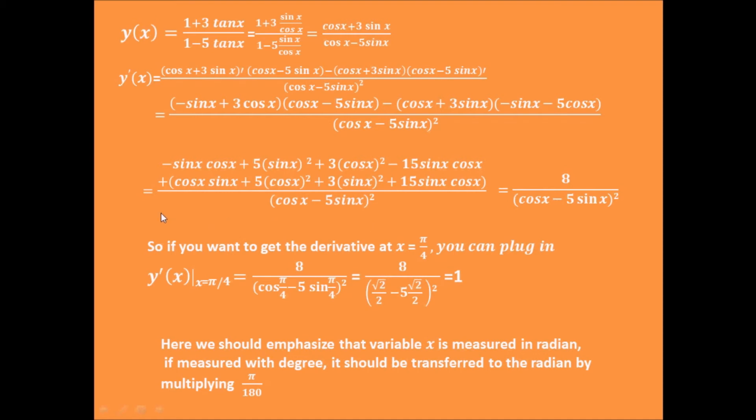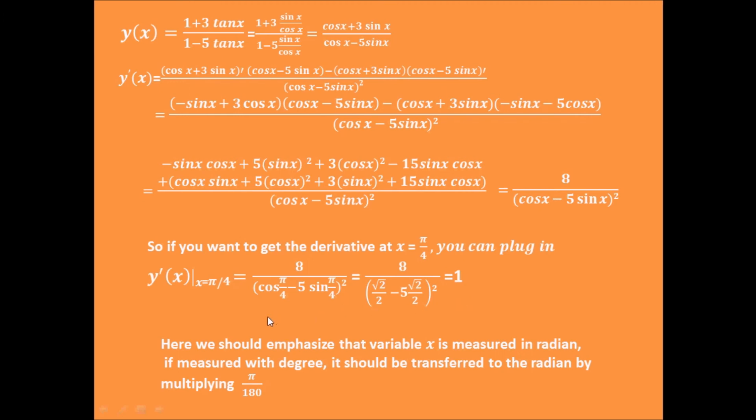If we want to calculate the derivative at a specific point, such as x equals pi divided by 4, then we just replace x in the general derivative form with this specific point. So we get the derivative at x equals pi divided by 4 equals 8 divided by cosine pi divided by 4 minus 5 times sine pi divided by 4 squared. After some arrangement, we can get the derivative at the point pi divided by 4 equals 1.